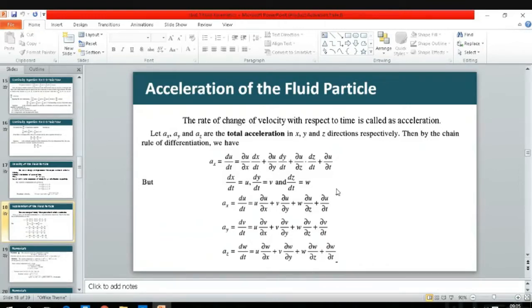Okay. For steady flow, the rate of change of velocity with respect to time is 0. Del u by del t is 0. Therefore, local acceleration is 0. Therefore, total acceleration is equal to convective acceleration. Then, for uniform flow, the rate of change of velocity with respect to direction will be 0. So these all 9 terms will be 0. Okay. Therefore, total acceleration equals local acceleration. And for steady uniform flow, both local and convective acceleration are 0. Therefore, total acceleration equals 0.